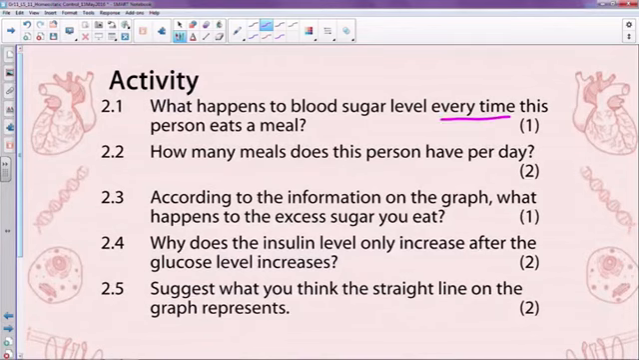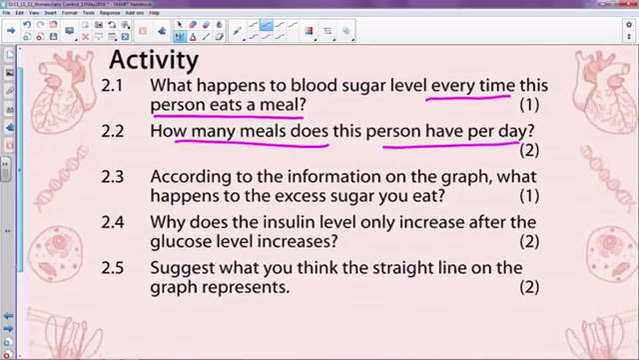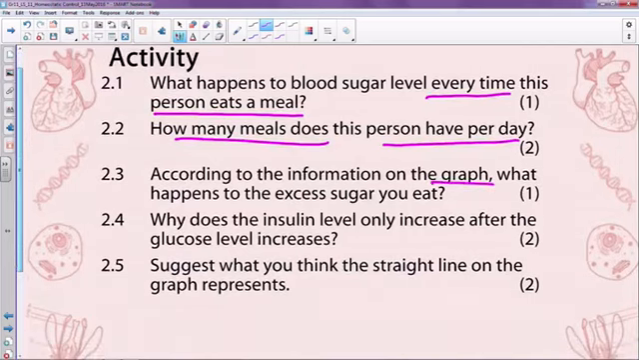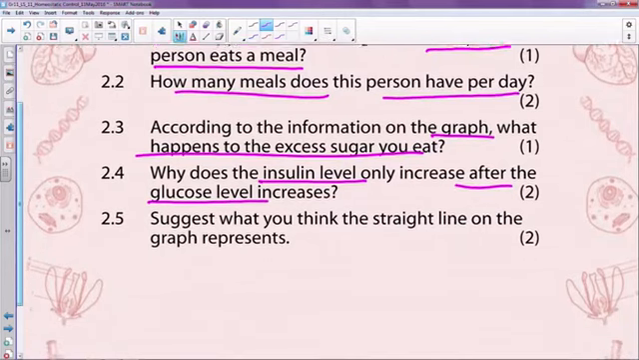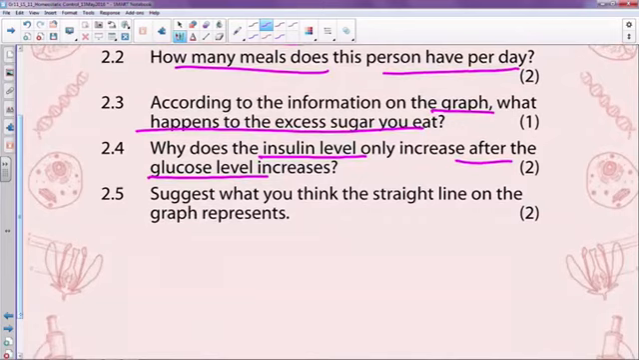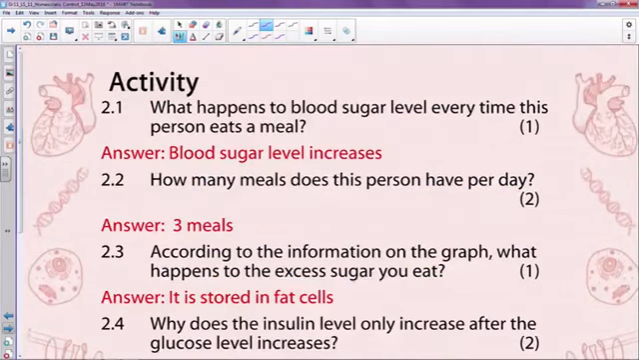2.1. What happens to the blood sugar level every time this person eats a meal? We looked at it, we said that the blood sugar levels tended to increase, and we'll discuss why that happens. Question 2.2. How many meals does this person have per day? That's clearly evident from the graph. 2.3. According to the information in the graph, what happens to the excess sugar you eat? 2.4. Why does the insulin level only increase after the glucose level increases? That's quite interesting to understand from a graphical perspective. Suggest what you think the straight line on the graph represents. So quite interesting questions. Again, let's get to some of these answers.